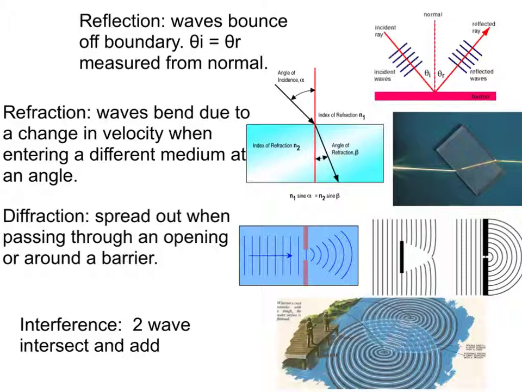Refraction is when a wave bends due to a change in velocity when entering a different medium at an angle. And I'll get into the idea behind that in lesson 3. But here I have, let's say, light coming in and then moving into, let's say, glass here. And whenever it does, it hits and it bends.